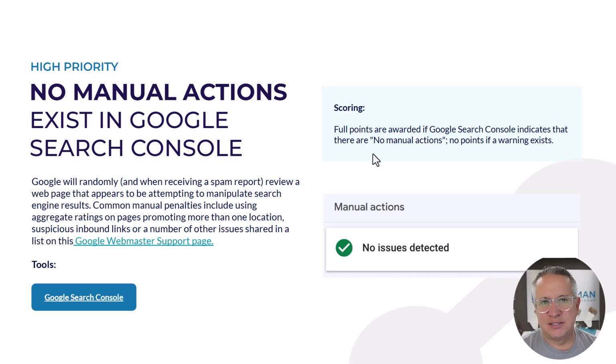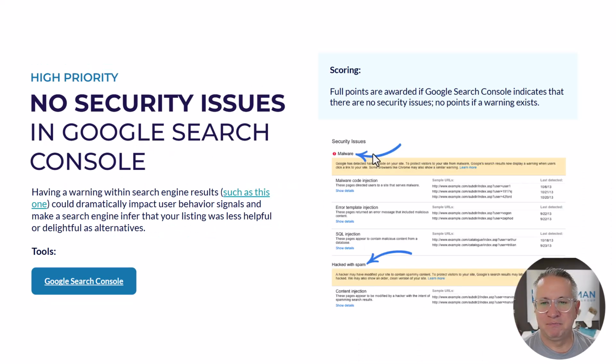Manual actions. This is important. We'll log into our Google Search Console. We'll take a look to make sure that there's no manual actions. No matter how great our technical SEO is, if our site is penalized, none of it's going to help, and we want to get out of that penalty box.